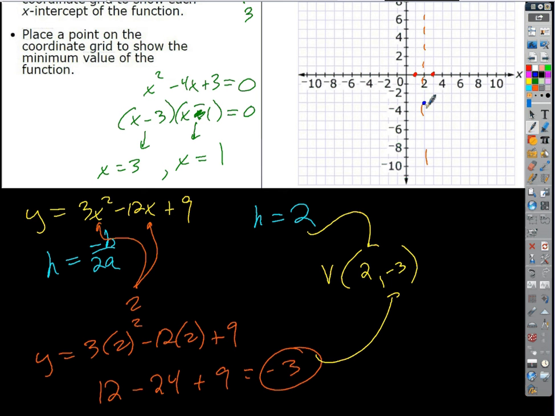That's it, right? So the parabola opens up. Makes sense, doesn't it? Okay? All right.